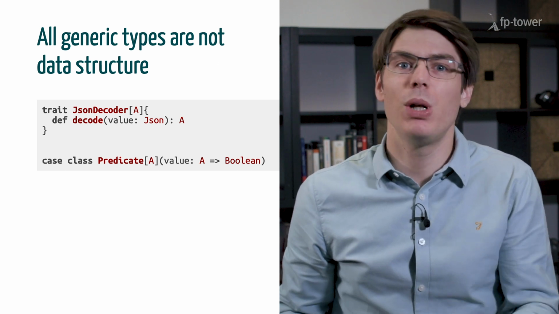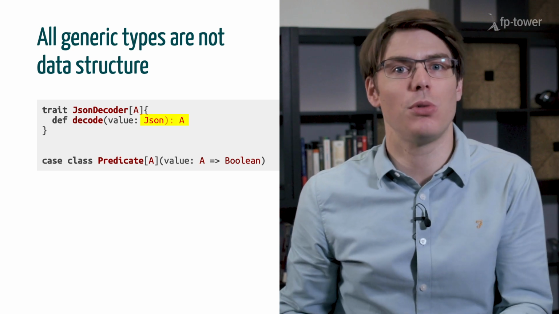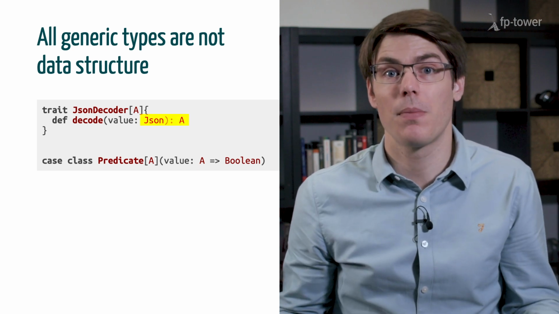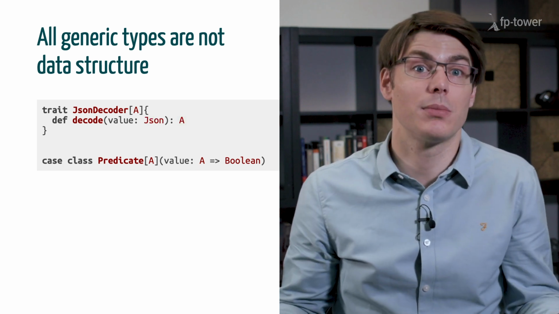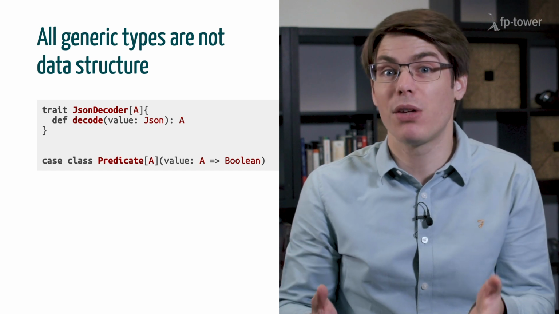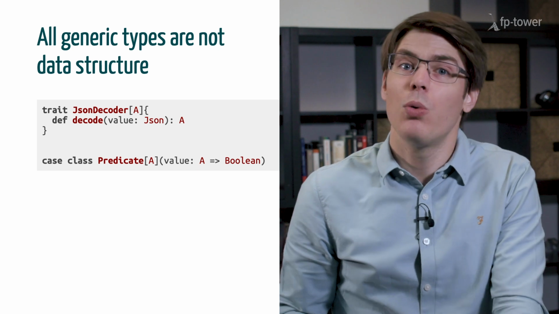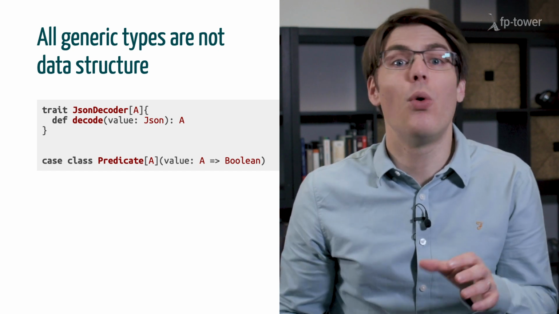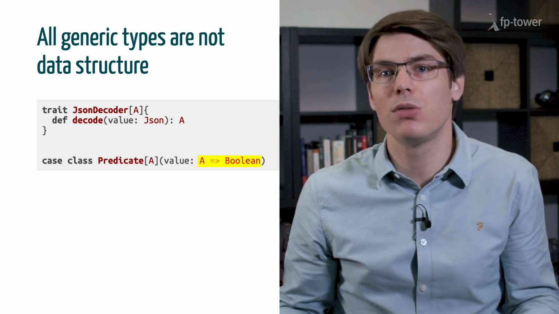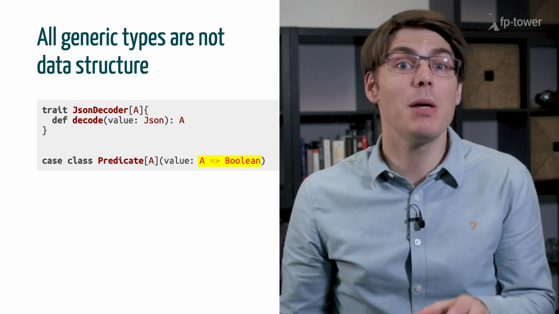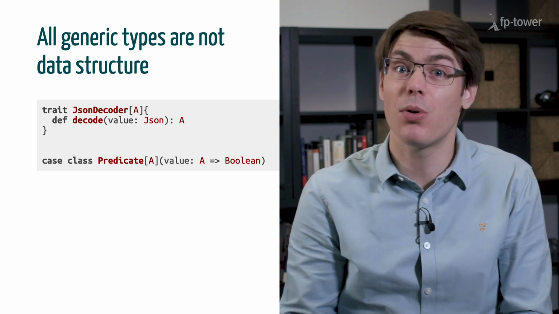For example, we look at JSON decoder, which is an interface that lets us transform a JSON document into an arbitrary type. And we can have a JSON decoder for int, string, or list. And we'll implement a few generic functions to combine and manipulate this interface. We'll also practice with predicate, a wrapper for a function from A to Boolean. You know, the kind of function we use for filtering. And we'll implement powerful combinators like AND, OR, negation, and much more.